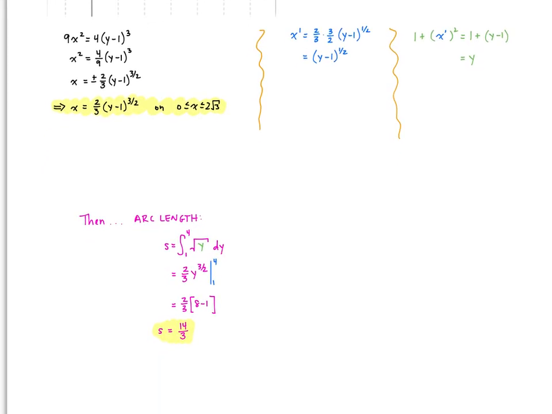So the arc length is equal to the integral from 1 to 4 of the square root of y. It goes from 1 to 4 because those are our y values on that interval. All right, and you guys know how to take that integral and evaluate it, and in the end we get 14/3. If you have questions on this, let me know.